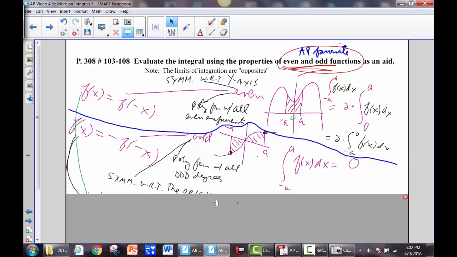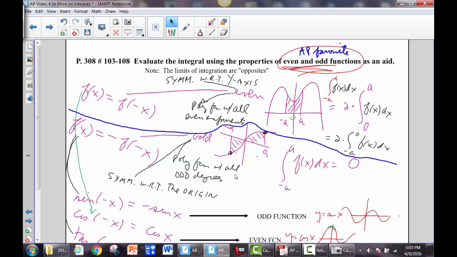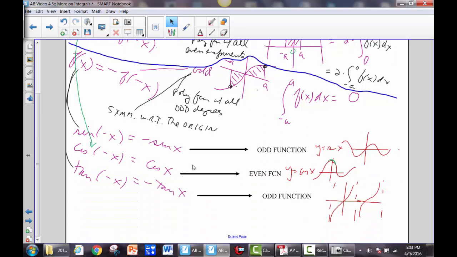Now, for an odd function, which is symmetric with respect to the origin, f of x equals negative f of negative x. The areas of these two regions will be the same, but the integral from 0 to a will be positive, and the integral from negative a to 0 will be negative. So let's pretend the area of each region is 2. This integral will be negative 2, this integral will be 2, and when I add them together, I will get 0.